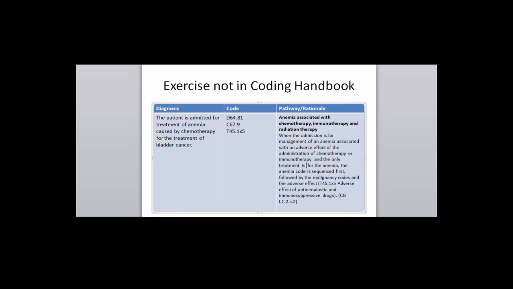When the admission is for management of anemia associated with an adverse effect of the administration of chemo or immunotherapy, and the only treatment is for the anemia, the code is sequenced first, followed by the malignancy codes and the adverse effect code. So we see the T45.1X5 is already given to us as one of the codes that we're going to use. We also have the anemia code here, and here's your cancer code for bladder cancer.